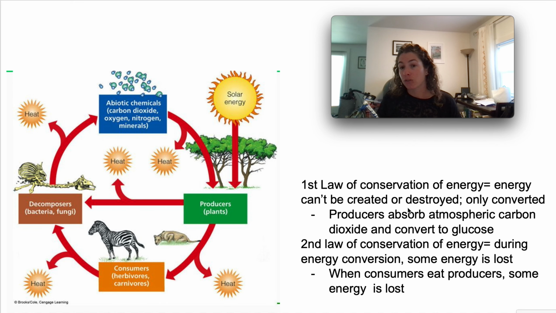However, energy transfer isn't perfect. So the first law of conservation of energy is that energy can't be created or destroyed, only converted. So producers absorb carbon dioxide and convert it to glucose. They've turned solar energy now into chemical energy. The second law is that during that conversion, some energy is lost. So when consumers eat producers and then absorb that energy, not all that energy is taken with them. They can't use it.